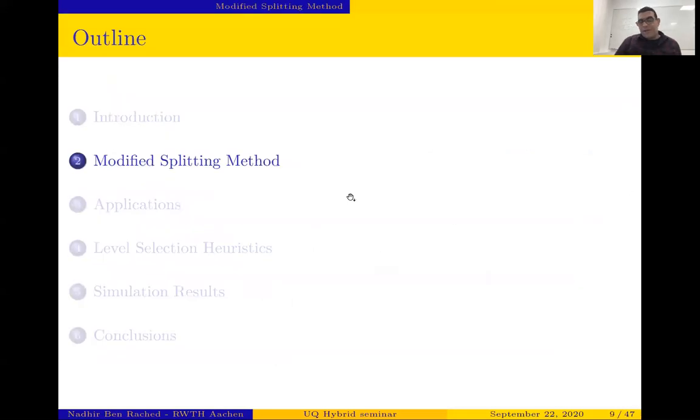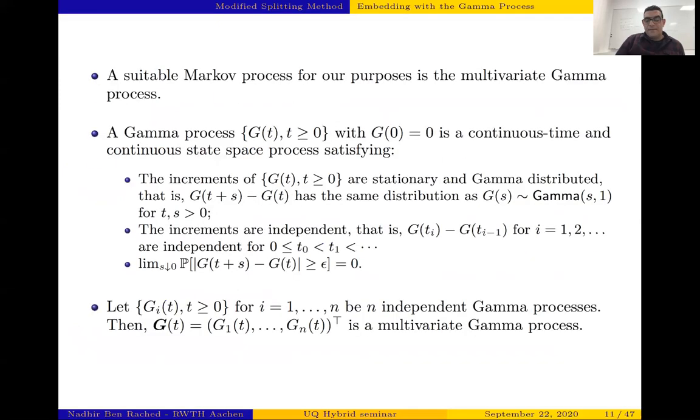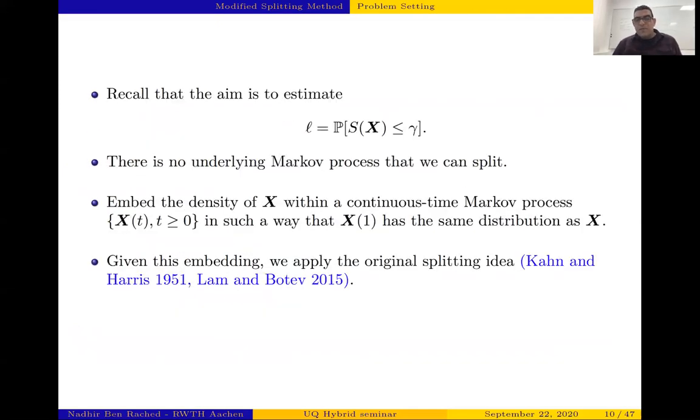Let's move now to the second part and show how we modify the classical splitting method in order to be applicable to our setting. Recall that we aim to estimate the quantity L. And as I have mentioned before, there is no underlying Markov process that we can split. So the idea is to embed the density of the random vector X within a continuous time Markov process X(t), t positive, in such a way that X at time equal to 1 has the same distribution as the random vector X. And then, given this embedding, we apply the original splitting idea.